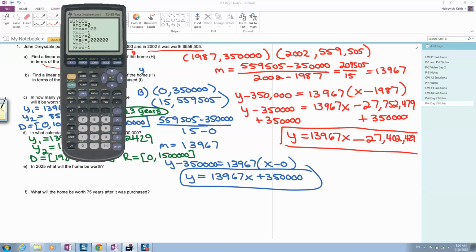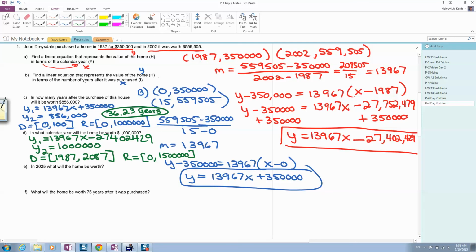And then our window we have to change, because remember the x minimum is 1987, maximum is 2087. And then we have to make it 1.5 million. So there we go. So now graph it, and you should get an intersection. And so you go second, trace, intersect, which is number 5, and then you hit enter 3 times. And notice it gives you the year 2033.5. Well, there's no decimals as far as the year, so in the year 2033, that is when it's going to be worth $1 million.